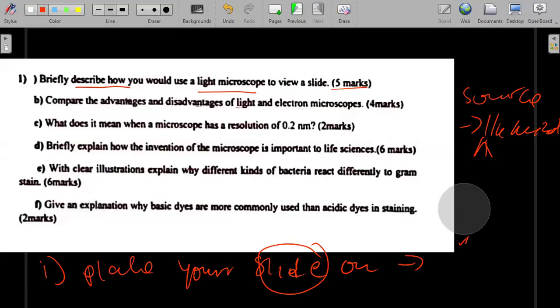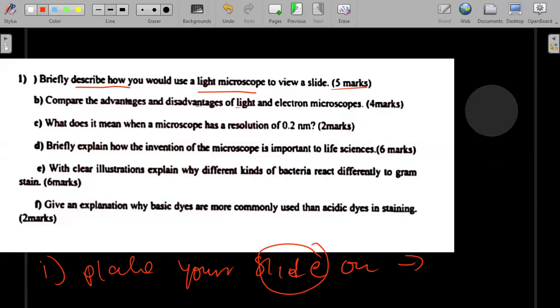So you give points like that. So you get a 1 mark, a 1 point there. Okay. Then what is the next step after you place the slide on the stage? What step are you going to take next? Okay. So what step would you take after putting your slide on stage? What's next now?